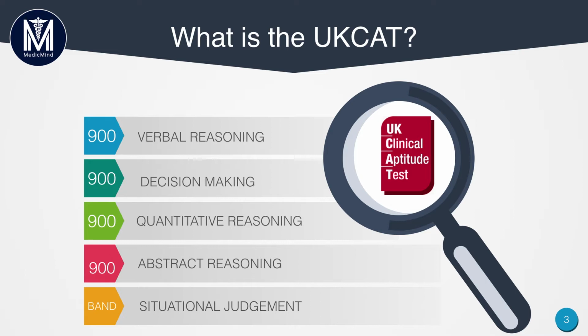So, there are 5 sections in the UKCAT. First up, we have verbal reasoning. We also have decision making, quantitative reasoning, abstract reasoning, and finally, situational judgment. We'll go through each of these sections one by one in this video, and there are tutorials for each part of each section in this online course.